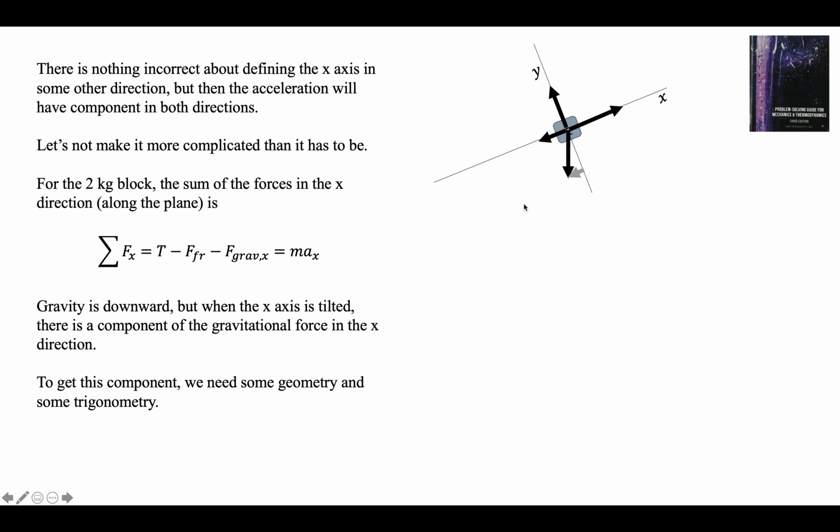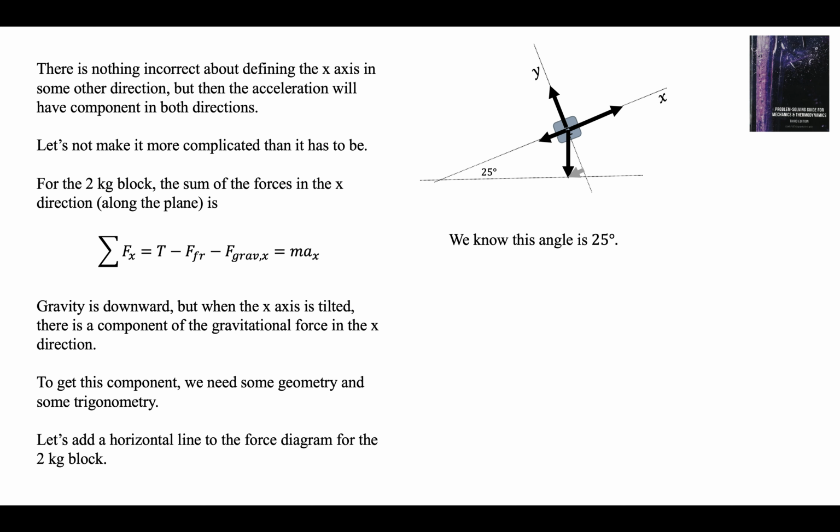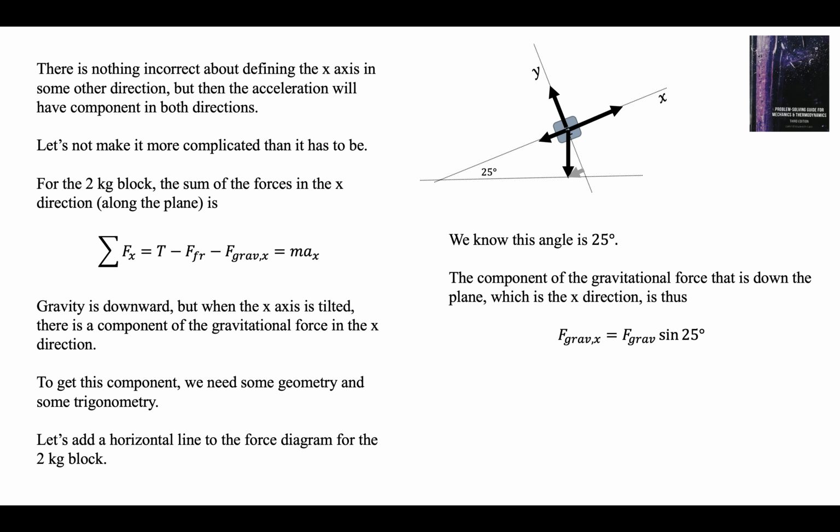And here it is right here. How big is this piece? That vector is mg. How big is that component? So let's add a horizontal line. And we know the angle of the plane is 25 degrees. So that angle is 25 degrees. If that's 25, this is 65. And this is 25 right here. So it's mg sine 25, the opposite side. So now we know what the component is.